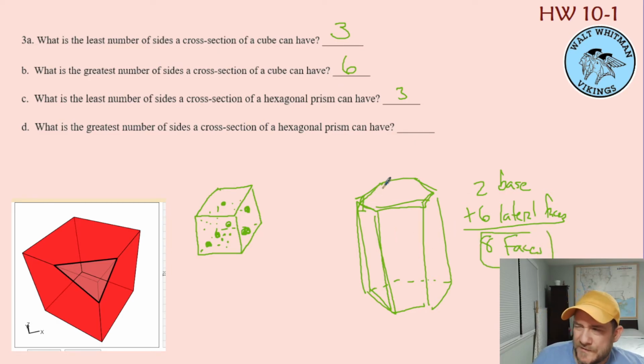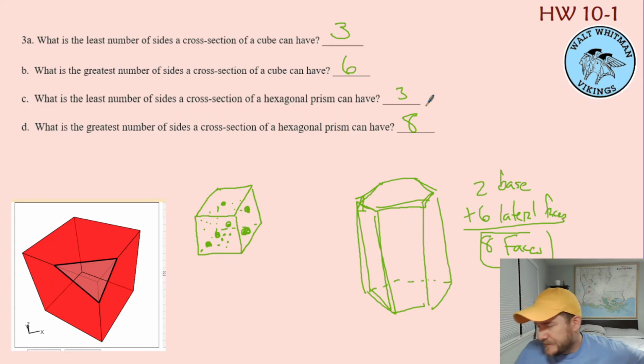And that means if someone took a knife or whatever and tried to cut us, creating the most possible sides, the most they could get is 8. That's it. The least is always 3. The most is always however many faces the figure has. So hopefully that's not too bad.